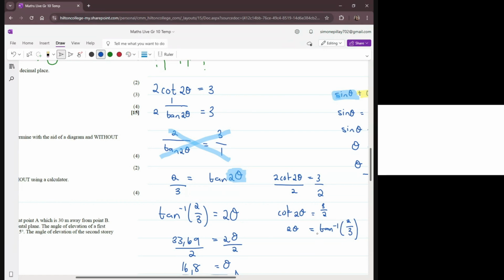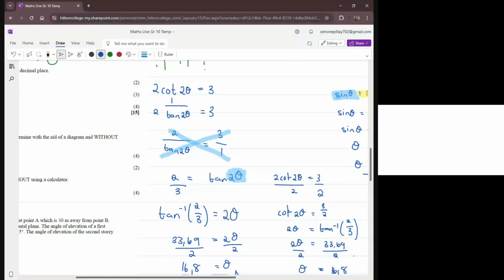And then again, you're left with the same thing here. You would have gotten 2 theta is equal to 33,69. You would have divided both sides by 2, and you would have gotten theta is equal to 16,8.